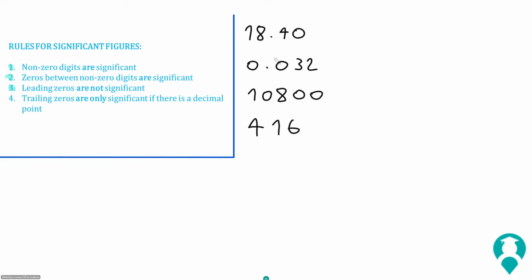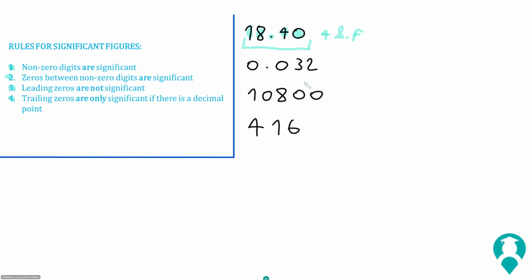Okay, so first we have 18.40. So we're going to need to apply our first and our fourth rule. First of all, non-zero digits are always significant, so our 1, our 8, and our 4 are significant. But from our fourth rule, trailing zeros are significant if there's a decimal point. So this 0 is also significant, and this number is given to 4 significant figures.